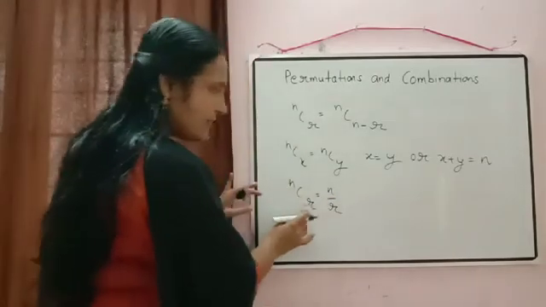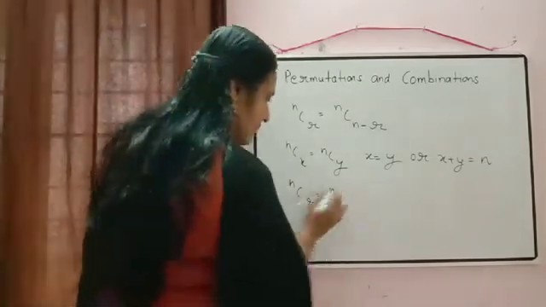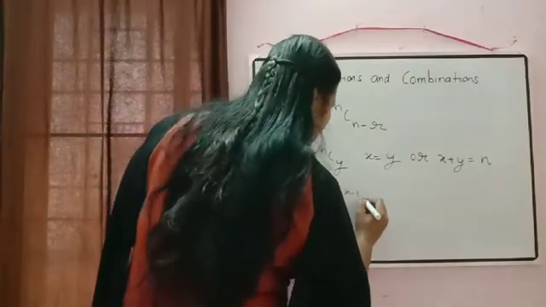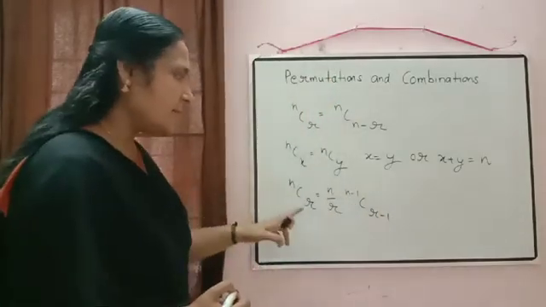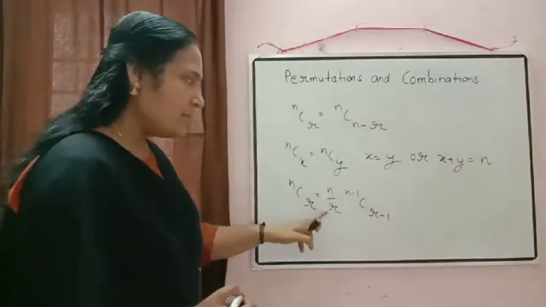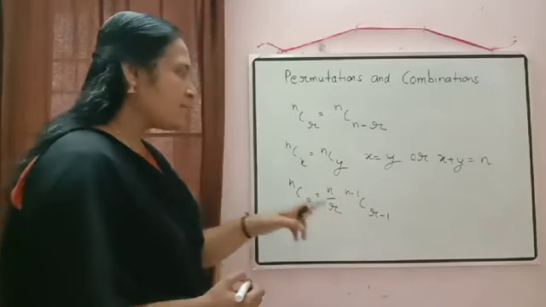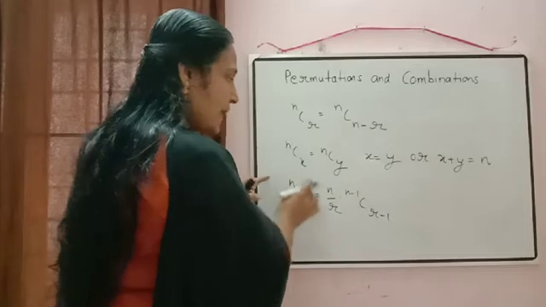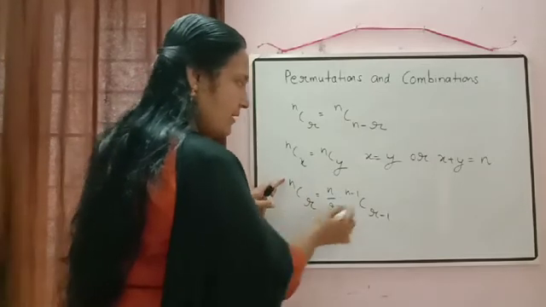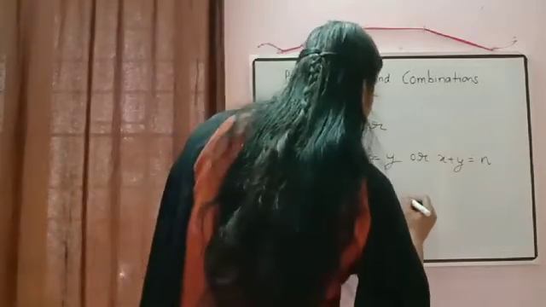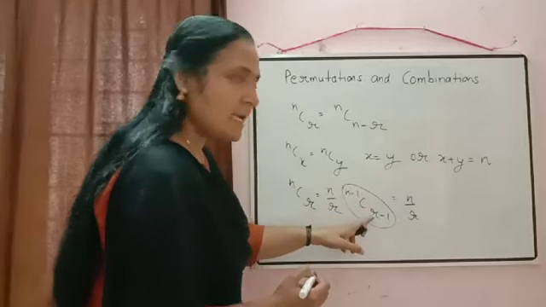Then the next property we studied: NCR can be written as N by R into (n minus 1) C (R minus 1). Whatever the first number is, we subtract 1 from each number. Now, if we apply the same property again to the second term, how will we rewrite it?